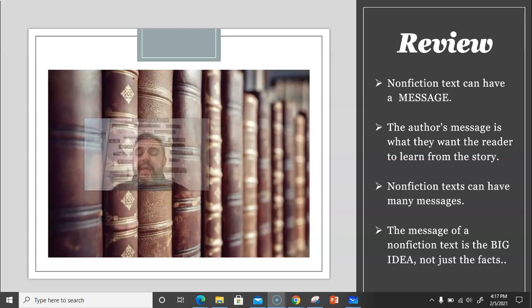Right? And the message of a nonfiction text is like the big idea that the author wants us to learn, not so much about the actual factual information that appears in the text. All right. You know what, guys? This is a great skill to have. Learning to infer messages provides so much benefit for you guys, not just in reading class in the fourth grade, but well beyond that.